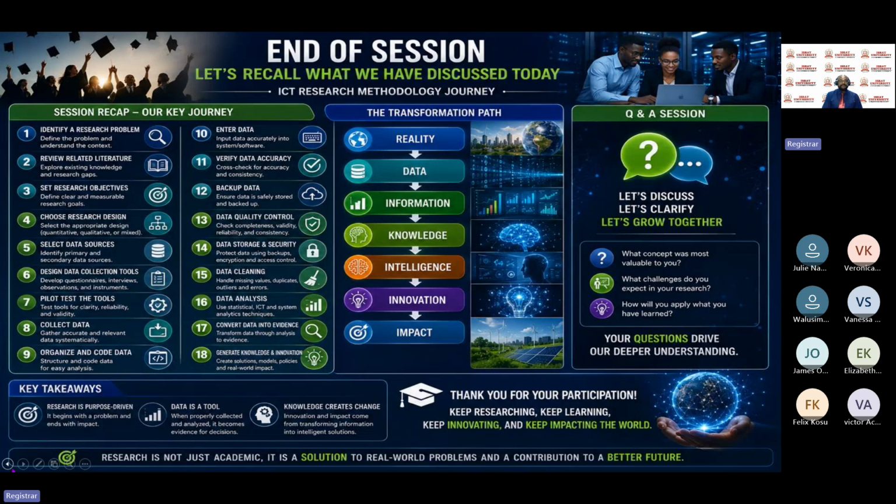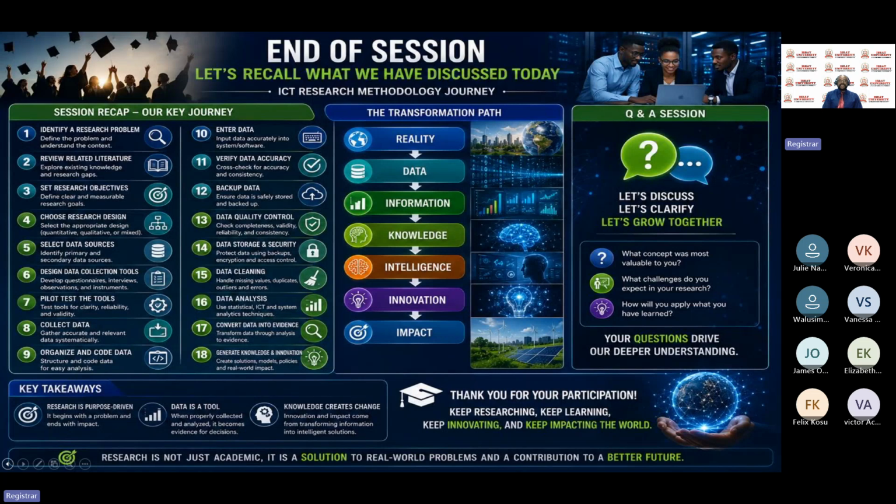So the key takeaway: research is purpose driven. Later comes technology. Data is the tool. Knowledge creates the real change. I thank you all for your participation and for building a researcher's mindset. Don't isolate IT, don't isolate social science. They move together. Let's work together to make innovation that impacts the world.